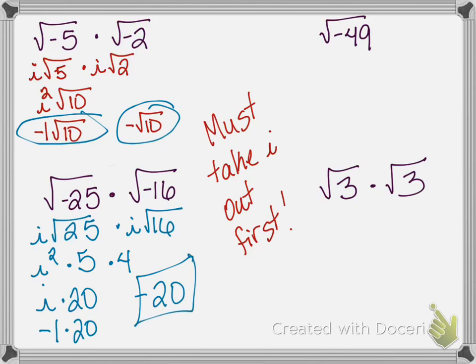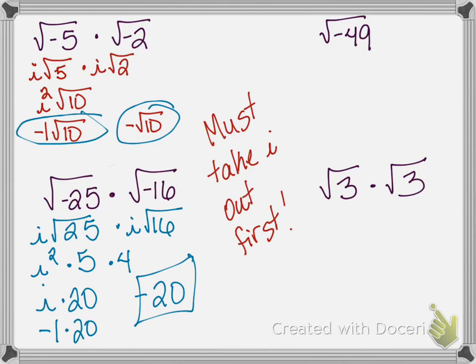Now, some students will choose at this step right here to multiply 25 times 16. Then they would get the square root of 400. The square root of 400 is 20. So you would have i squared times the square root of 400. So you have i squared times 20, which is still -20.